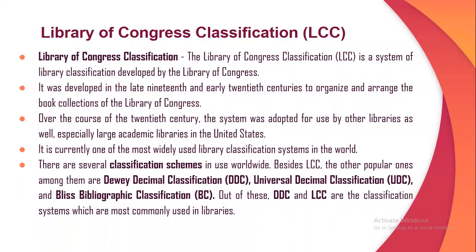And there are several classification schemes in use worldwide. Besides the Library of Congress classification, the popular ones among them are the Dewey Decimal Classification, or the DDC, the Universal Decimal Classification, the UDC, and the Bliss Bibliographic Classification, or the BC. Out of this, the DDC and the LCC are the classification systems which are most commonly used in libraries.